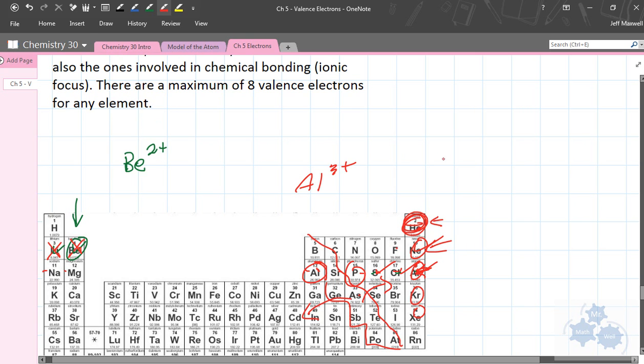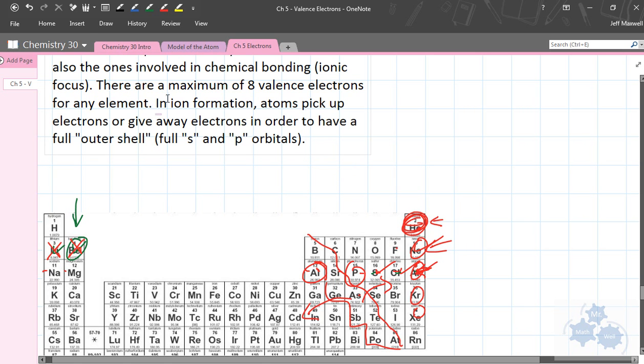Okay, so let's just jot that down for notes. Okay, so we talked about ion formation here just now, so these notes here just say, in ion formation, atoms either pick up electrons or give away electrons in order to have a full outer shell. So like we said, chlorine would pick up 1 to become like argon, and it would have a full outer shell, and so on. Magnesium would give away 2, so it could have a full outer shell like that of neon.